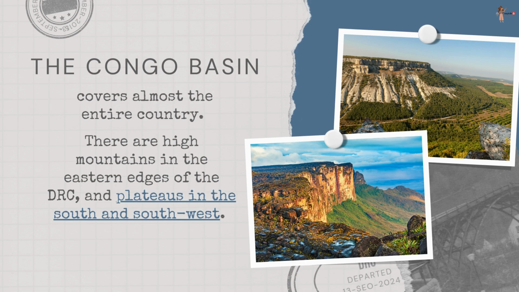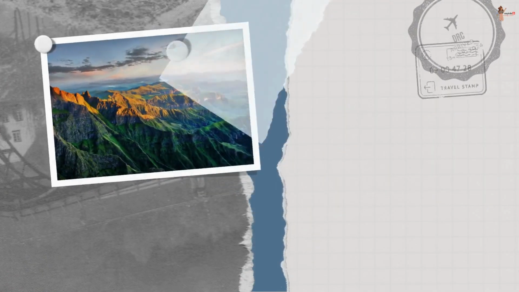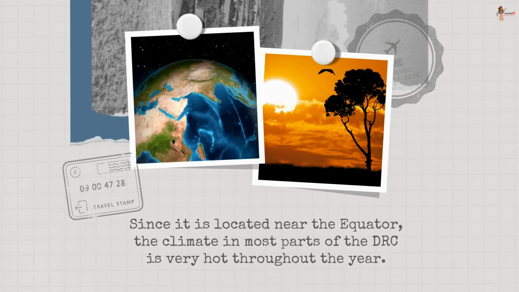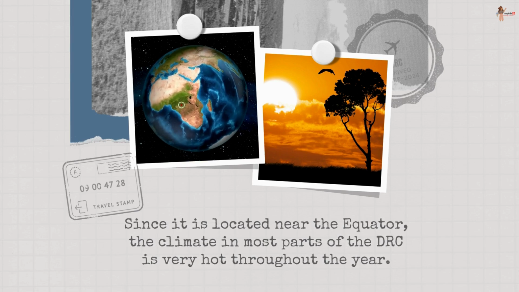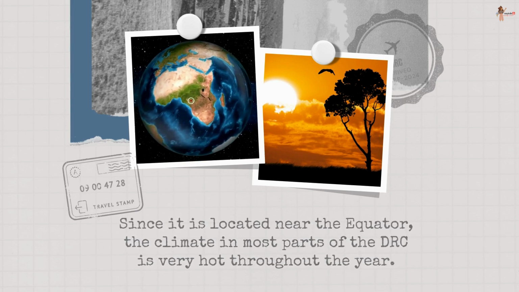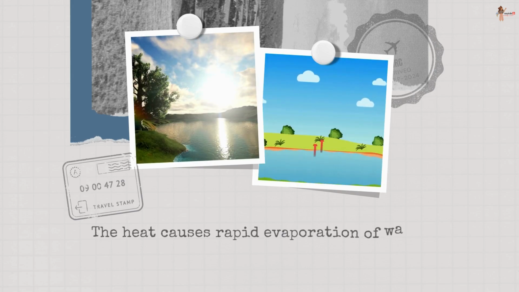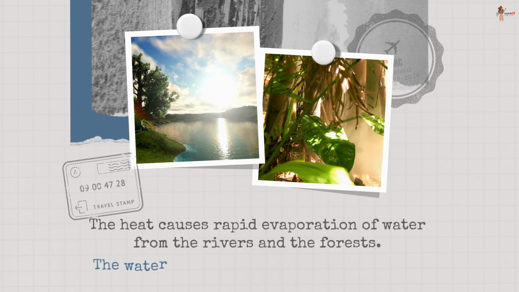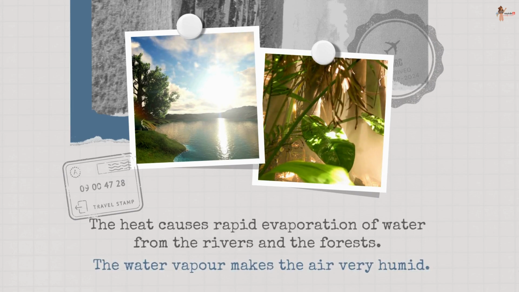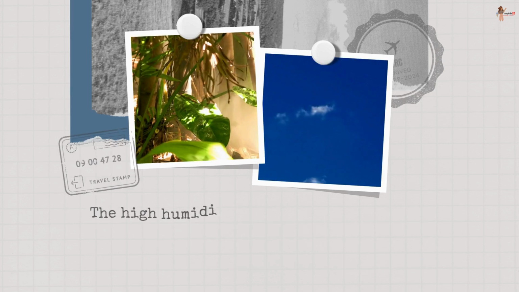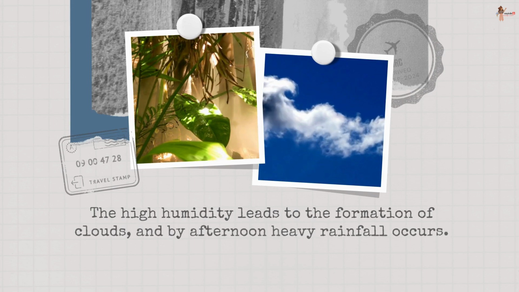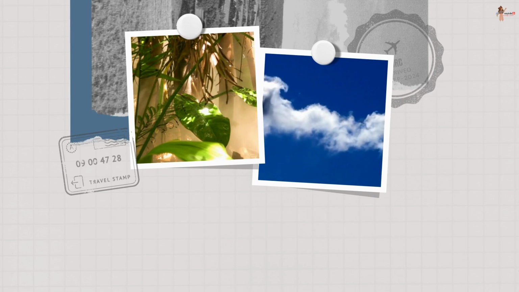Next topic is very interesting and easy since you have read about it in the last chapter, which is climate. Since it is located near the equator, the climate in most parts of the DRC is very hot throughout the year. The heat causes rapid evaporation of water from the rivers and the forests. The water vapor makes the air very humid. The high humidity leads to the formation of clouds, and by afternoon, heavy rainfall occurs.